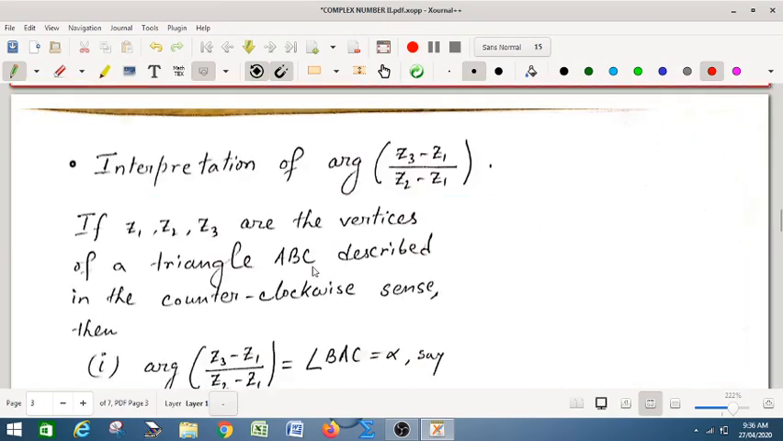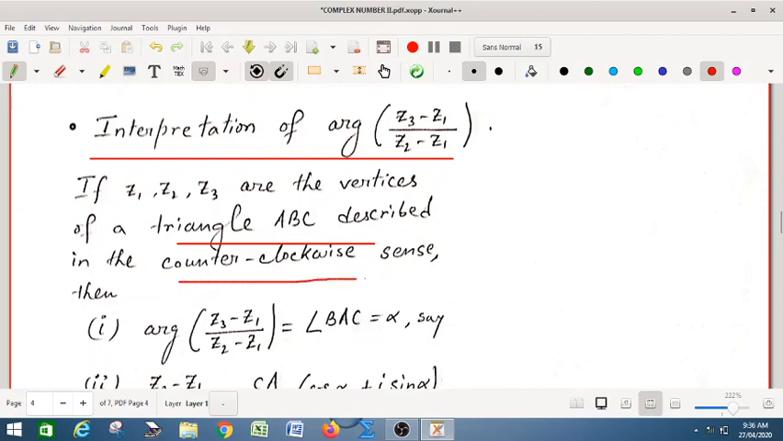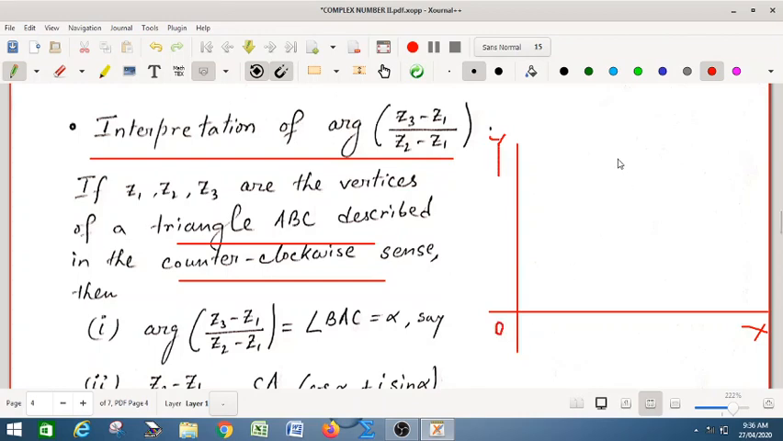So let us now explain some very important interpretation in complex number theory. If Z1, Z2, Z3 are three complex numbers, vertices of a triangle ABC described in the counterclockwise sense, let us draw the complex plane or Argand plane, OX the real axis, OY the imaginary axis, this is O, and this is the triangle.